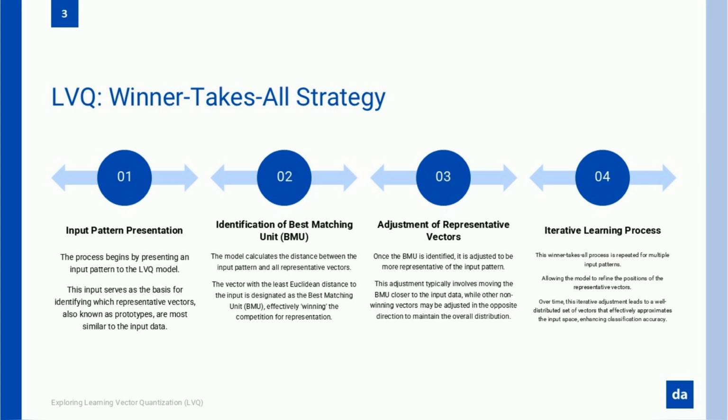That's exactly how LVQ works. Instead of storing every single data point, it identifies a few representative vectors, also known as prototypes, that summarize the key characteristics of different classes. Think of them as class champions, the best examples of what each category should look like. And this is where the winner-takes-all part comes in.